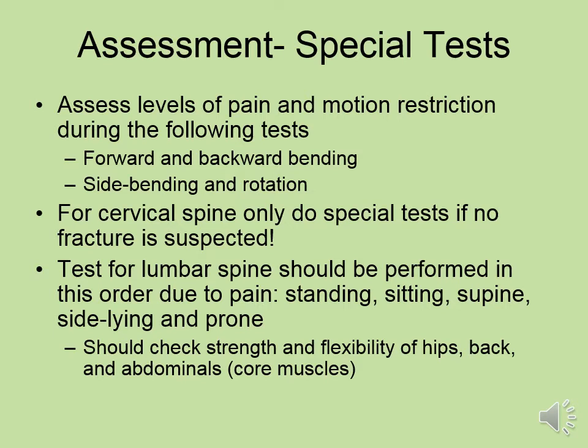We'll do side bending, so tracing the right hand down towards the right knee as far as they can go, tracing the left hand down toward the left knee as far as they can go, and then rotation. So I'll ask them, keeping their hips still, to rotate around and look over their right shoulder and then look over their left shoulder. If they have pain or restriction in these motions, it gives us a better idea of what their possible injury could be. Same thing with the neck. We'll do forward bending, backward bending, side bending, and rotation.